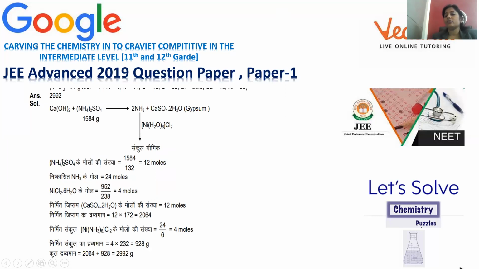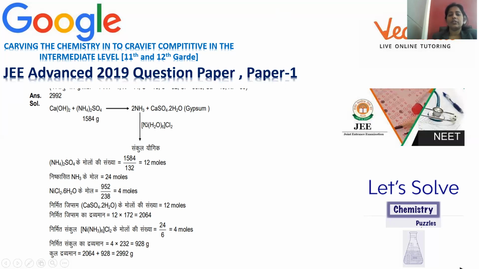First of all, we have to write the chemical equation, right? So they are saying calcium hydroxide and ammonium sulfate. Ammonium sulfate weight is given within the problem. How much weight? 1584 grams of ammonium sulfate is given. Whenever both are reacted, 2 moles of ammonia will be formed and calcium sulfate dihydrate, 1 mole. Most important to remember, let me repeat again. Calcium hydroxide and ammonium sulfate when treated, 2 moles of ammonia and 1 mole of gypsum are formed, right?